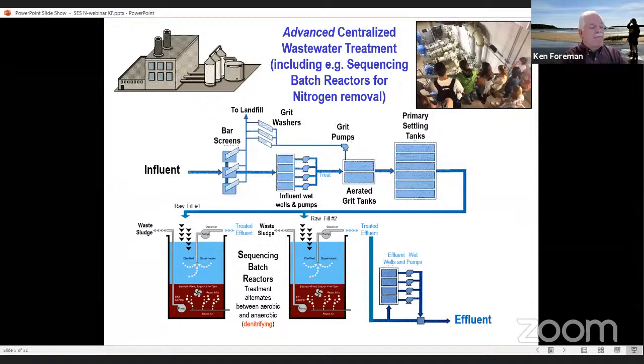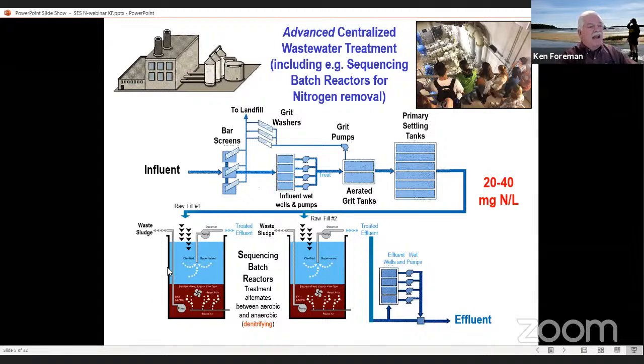And that's exactly what happens in an advanced centralized wastewater treatment plant. So every year, we visit the Falmouth Wastewater Treatment Facility. You can see students in the upper right-hand side of this slide looking into the pump room of that facility. Influent comes into that plant, passes through a series of screens and chambers and settling tanks, and has at that point a concentration of about 20 to 40 milligrams of nitrogen per liter. It then flows into these sequencing batch reactors you see in the lower portion of the slide.